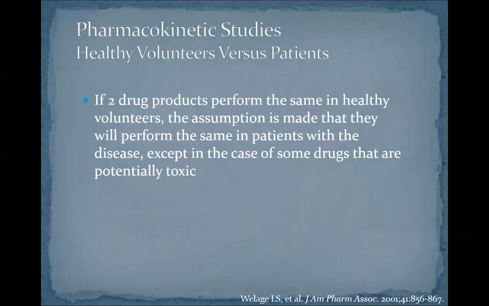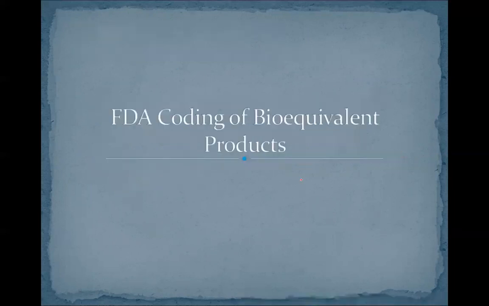So what happens in the pharmacokinetic studies when we talk about healthy volunteers versus patients? If two drugs perform the same in healthy volunteers, the assumption is made that they will perform the same way in patients with the disease, except in the case of some drugs that are potentially toxic. So if we take toxicity into consideration, then both drugs would behave in a similar manner whether we give them to a healthy volunteer or to a patient when we want to elicit the pharmacokinetic studies.